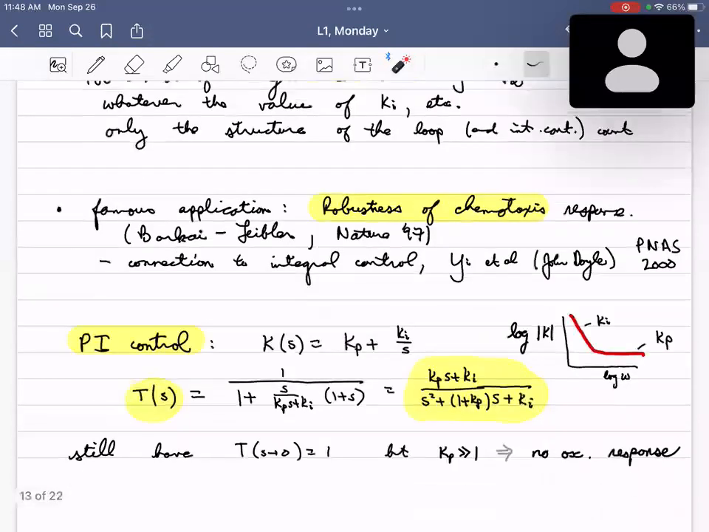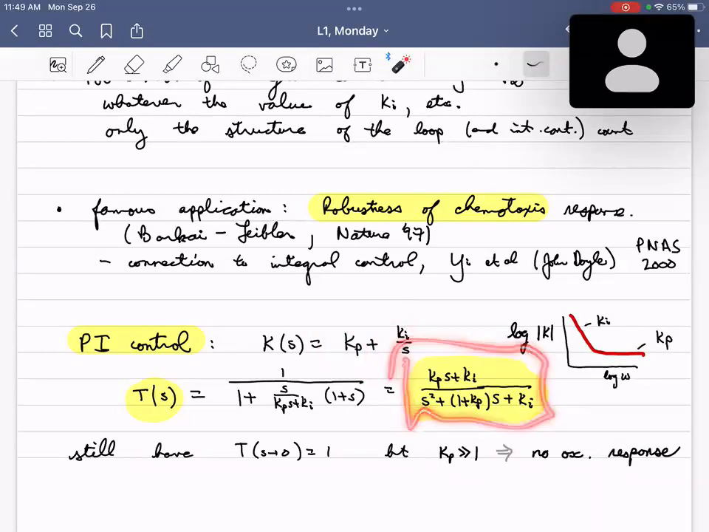But just to get back to where we were, you can try to combine some of the advantages of proportional control and integral control by having a transfer function that is both. So we'll call this PI control. So now the transfer function K of s is a constant plus something times 1 over s.